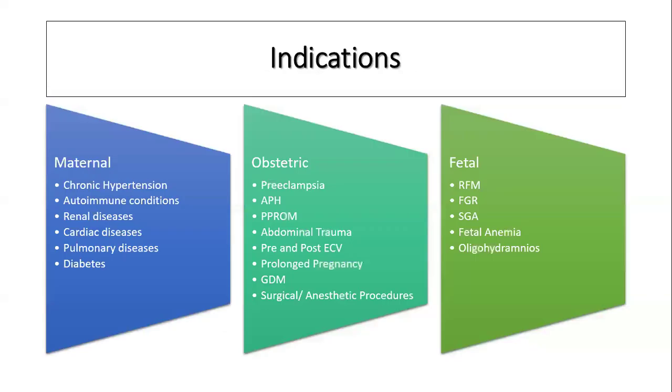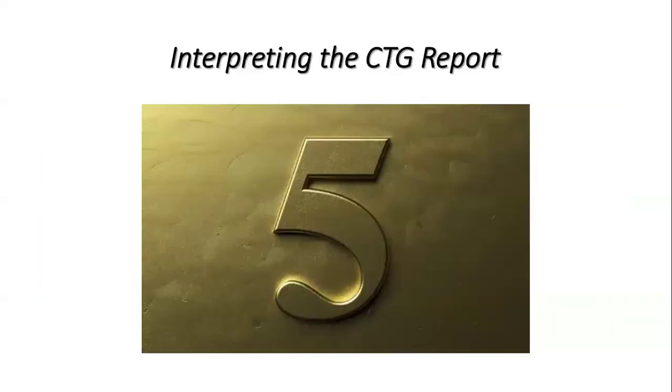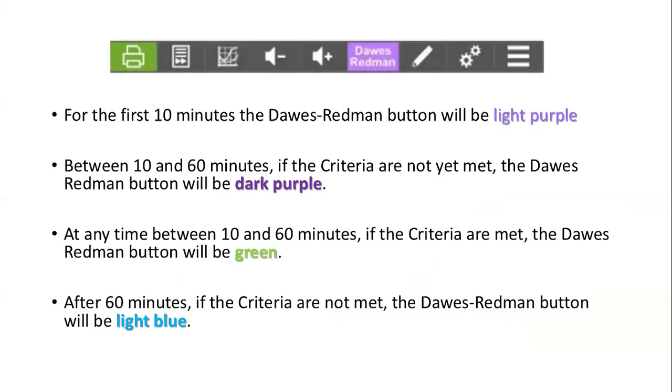Who needs a CTG? We only do CTGs in high-risk pregnancies. We will not really do CTGs in low-risk pregnancies because it's not validated. It just increases interventions. So interpreting the CTG report, once you start the analysis, for the first 10 minutes, the indicator will be light purple. And then from 10 to 60 minutes, when criteria has not yet been met, it turns dark purple. Once criteria is met, it turns green on the machine. And if at 60 minutes not met, it's light blue.